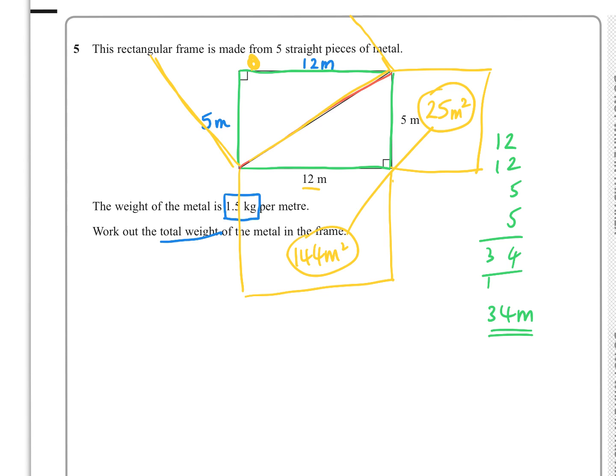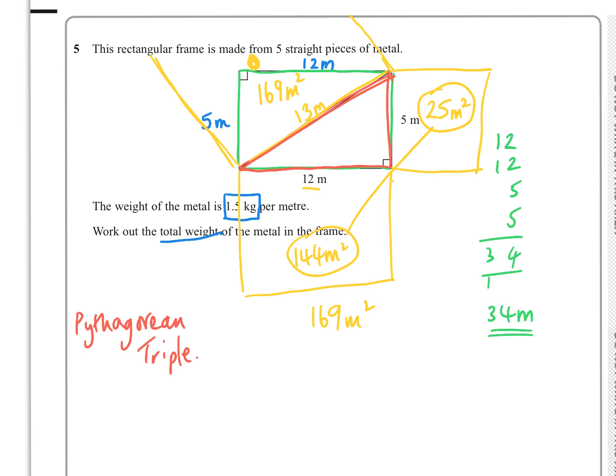So we've got 144 and 25, which is 169 metre squares. So we know that the whole area of the large square is 169. If we square root 169, and we don't need a calculator for that, it's 13. One thing to know is that 5, 12, 13 is a Pythagorean triple. You can look that up later if you want. So we've got 13 to add on.